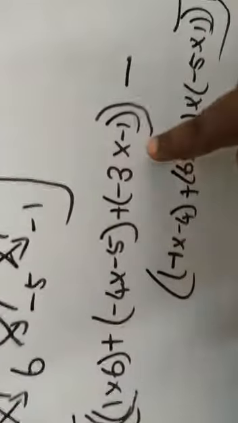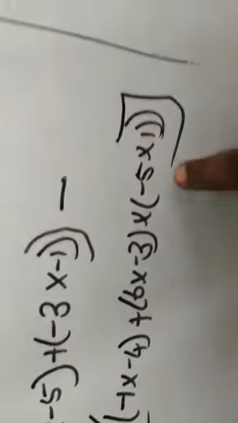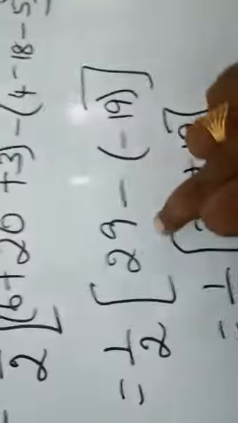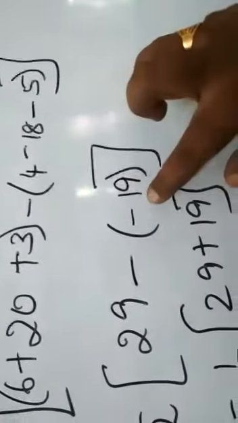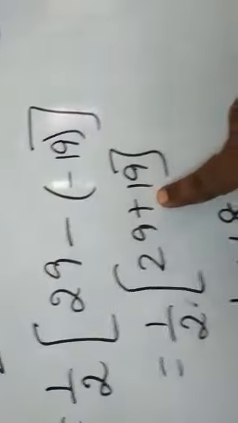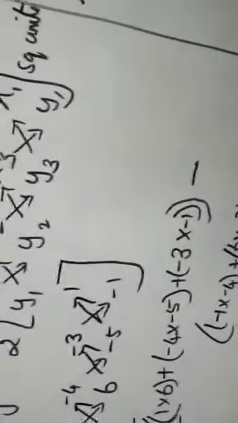6 plus 20 plus 3, minus, multiply these, 4 minus 18 minus 5. Simplify the first bracket, you will get 29, and simplify the second bracket, you will get minus 19. This minus as such we have right here. Then minus into minus is plus, so 29 plus 19, we will get 48. So half into 48, it is 24 square units. So area of triangle is 24 square units. So don't forget, for area of triangle we have to draw the diagram as well as downward arrow minus upward arrow and anti-clockwise direction.